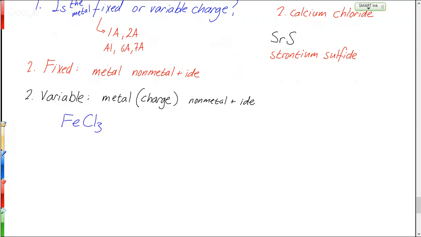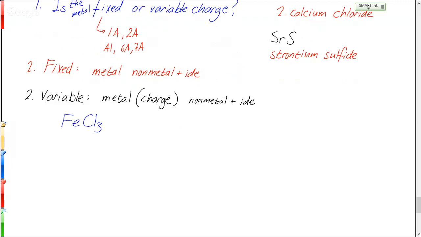All right, let's say I want to come up with a name for FeCl3. So first rule again, or first thing again, is it a fixed or variable charge metal? So this time it's variable. And we know that because we look up at the periodic table and we find Fe kind of in the middle. And anything in the middle, we're going to say, okay, that's variable. So we're going to have to be careful with that one.